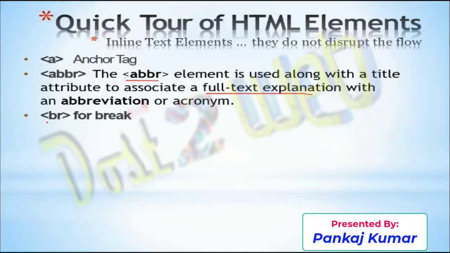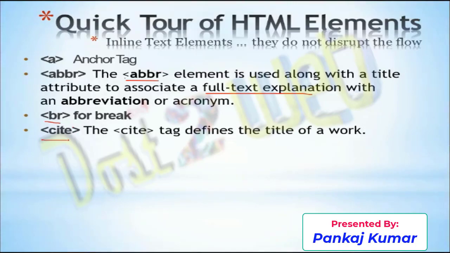Next, we have already learned about the BR tag, that means break tag. Whenever you want to break the line of a paragraph, then you can use the BR tag. Then there is another tag called cite. That means it defines the title of a work. Suppose you want to define a title. You have seen on any website a sample page where a book will be there. In that book, the title name will be there. So when you want to define that title, then you have to use the cite tag.